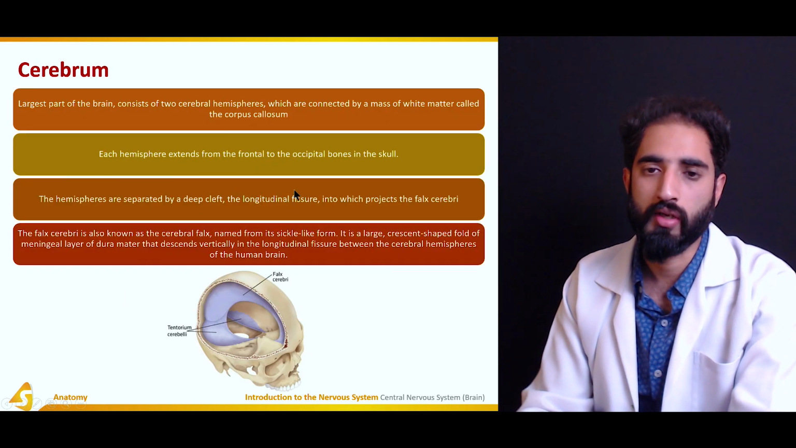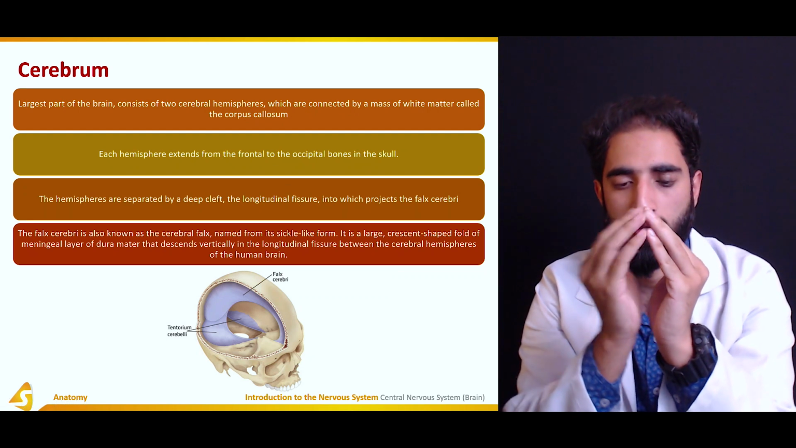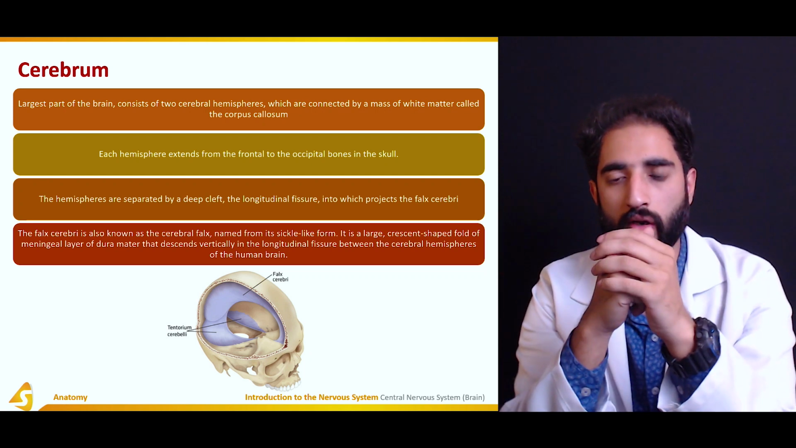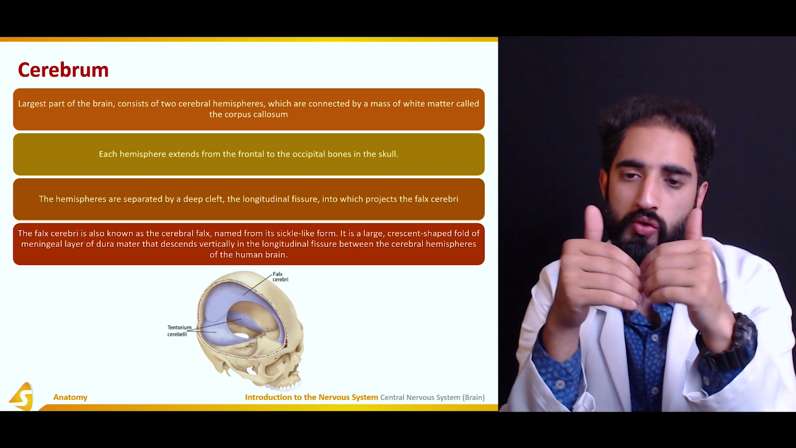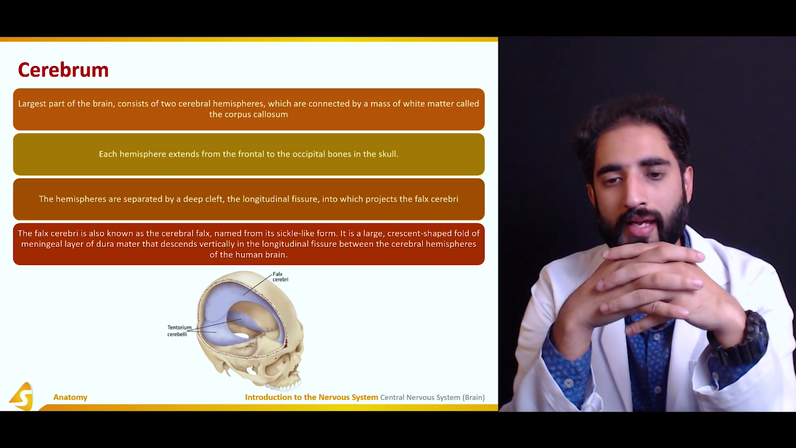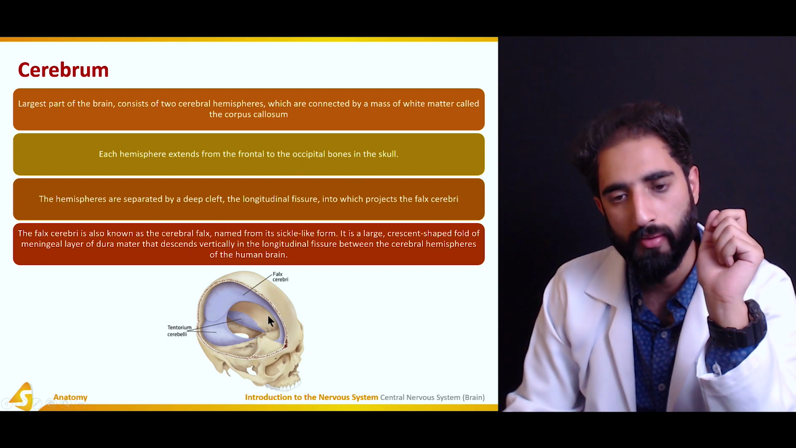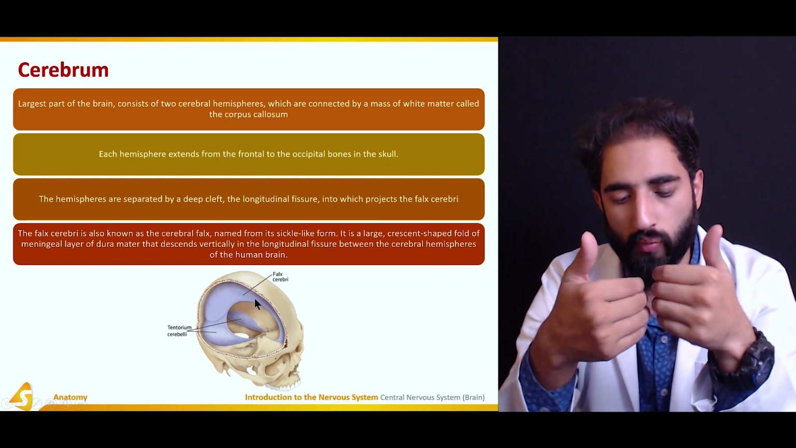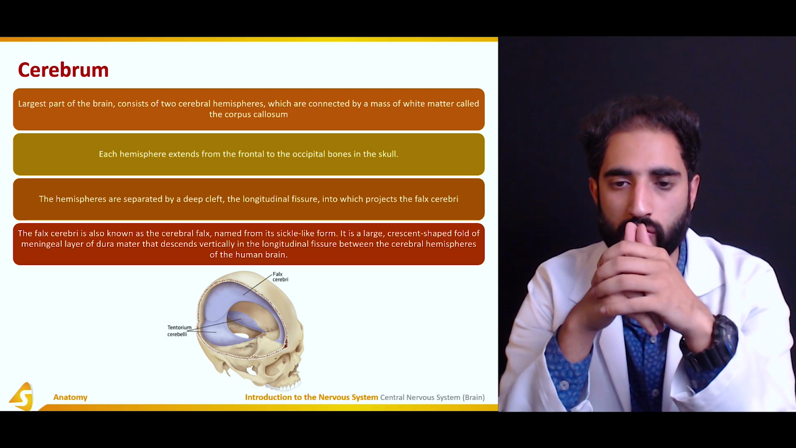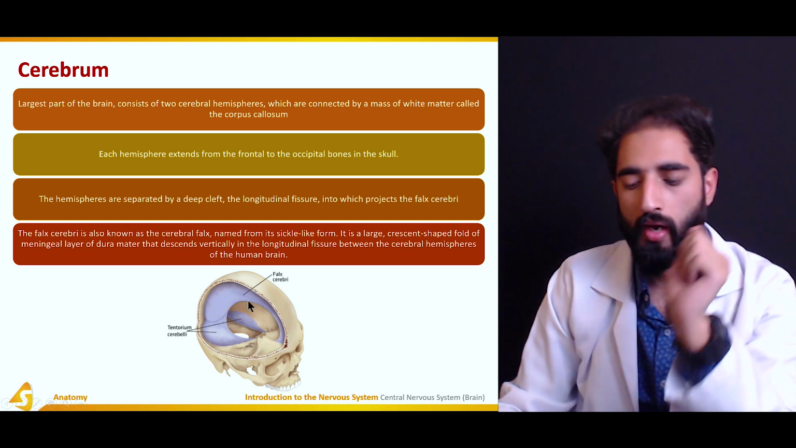We can look at the longitudinal fissure if we look at the two hemispheres of the brain when they are joined together. The line in the center separating the two hemispheres is the longitudinal fissure. And in that longitudinal fissure is the projection of the falx cerebri. What is the falx cerebri? The falx cerebri is a crescent-shaped fold of the meningeal layer of the dura that descends vertically between the two cerebral hemispheres in the longitudinal fissure, separating the two, as you can see here. So this is the falx cerebri.